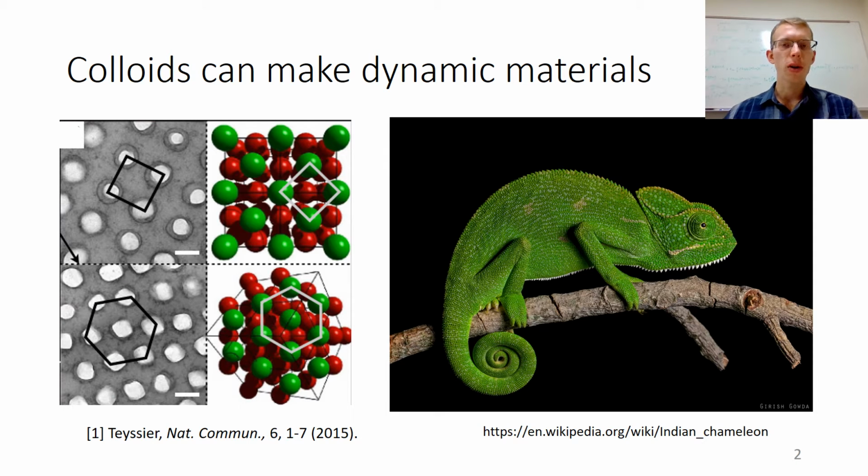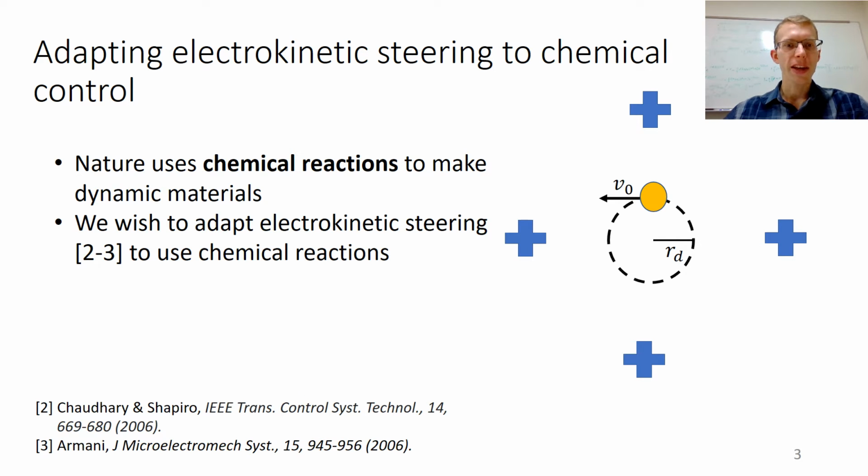One interesting thing about colloids is they can make dynamic materials, or materials that change shape with time. An interesting example of a dynamic material is seen in the chameleon. Chameleons have crystal structures in their cells that reflect certain wavelengths of light and give the chameleon skin its color. When the chameleon gets excited, it releases chemicals that cause the crystal structures to change lattice spacing, and so the chameleon's skin changes color. Nature creates dynamic materials using a complex system of feedback control of chemical reactions.